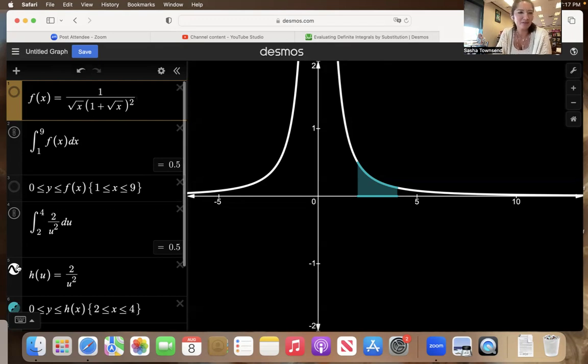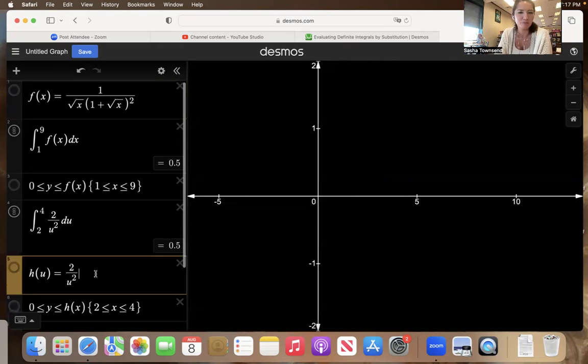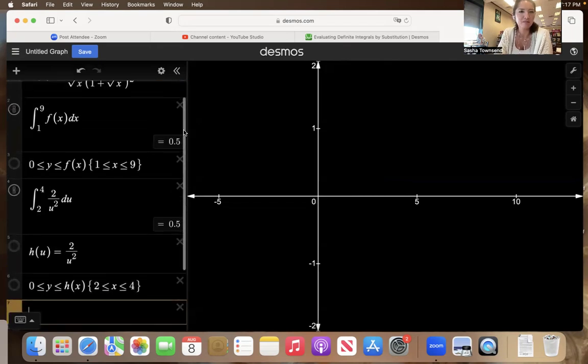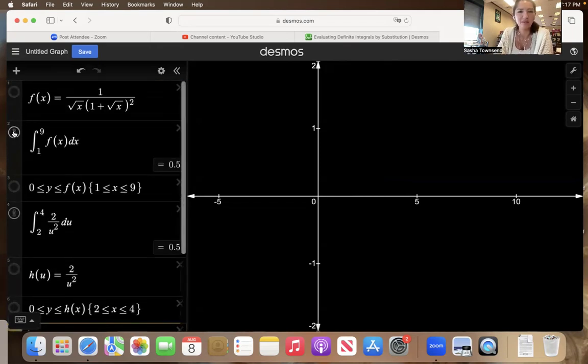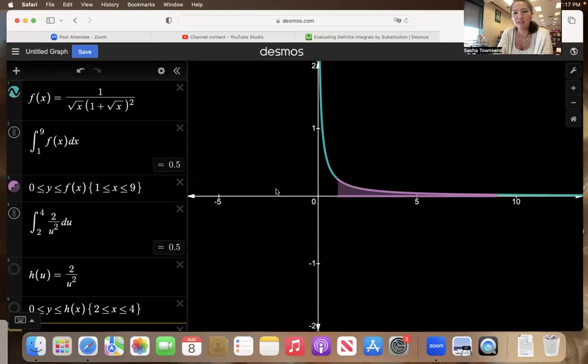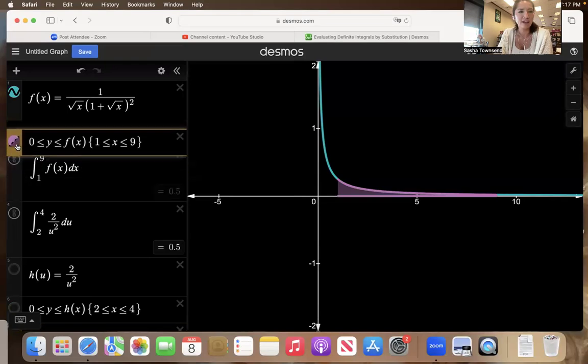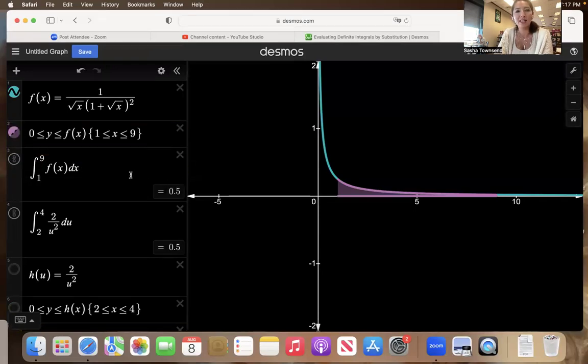So here is the original function, f of x. If we evaluate the integral, we get 0.5. This is what the region looks like, and that's what the original function looks like. So we're finding the area under the curve for f of x equals this function involving all the square roots and everything from x equals 1 to x equals 9. It turns out if we evaluate the integral using Desmos, we get an answer of 1/2.